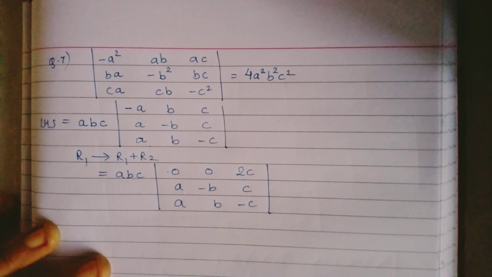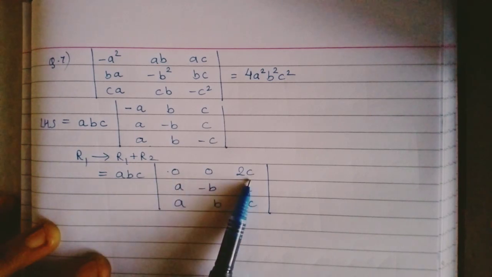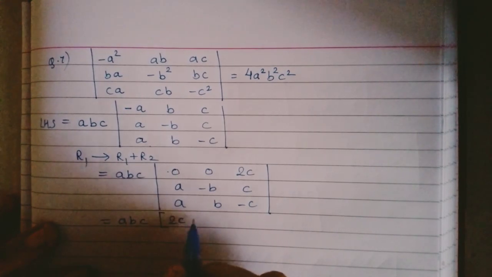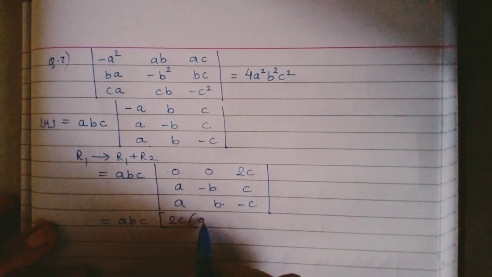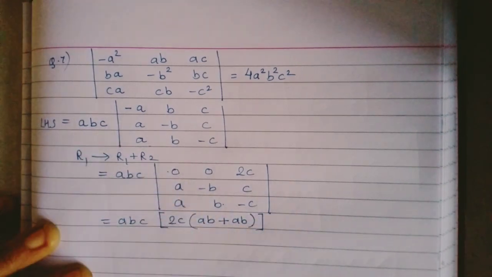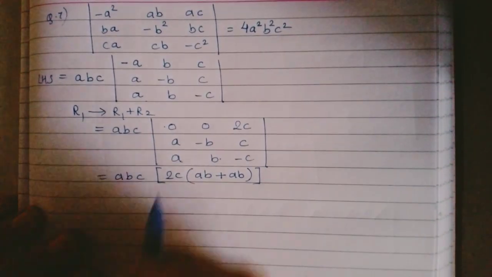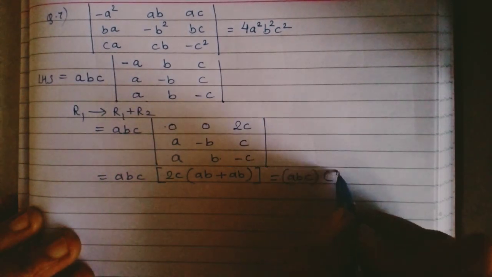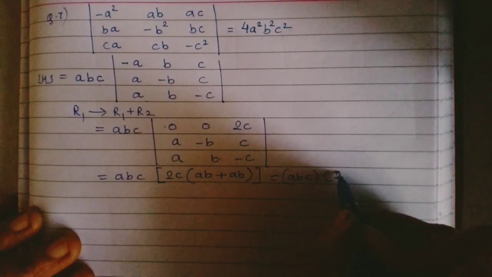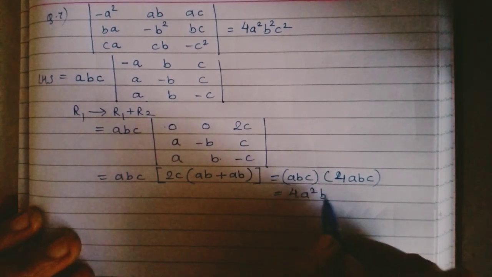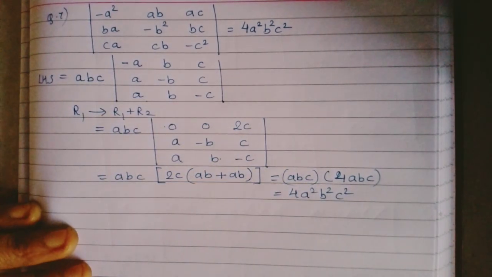Now taking the determinant along R1. Okay, so you'll get ABC into C, A into B plus AB. Okay, so AB plus AB is 2AB, so ABC into 2C into 2AB, that is 4ABC. So you'll get 4 A squared B squared C squared. Okay.